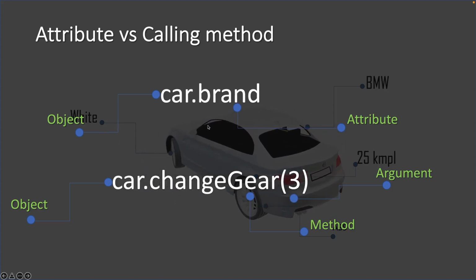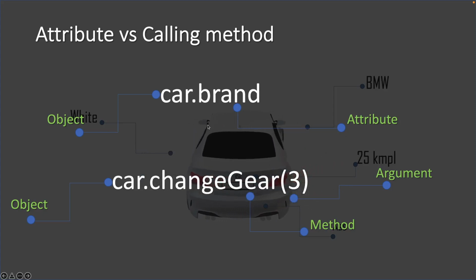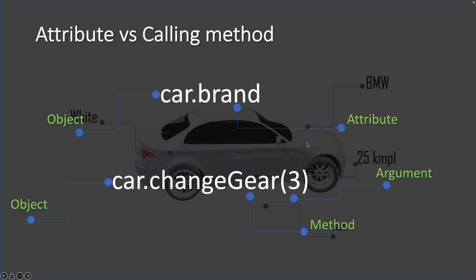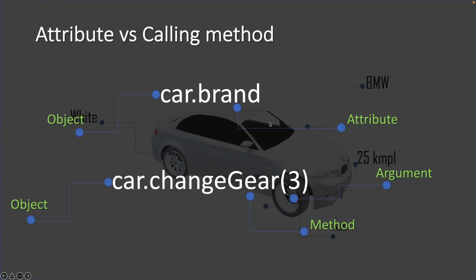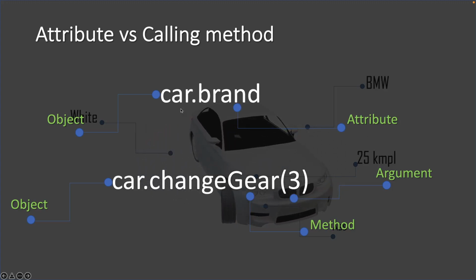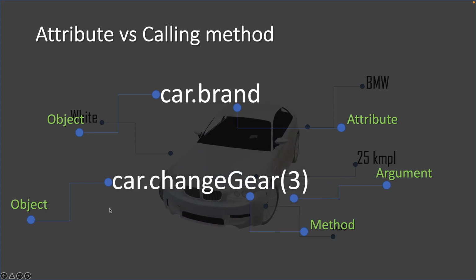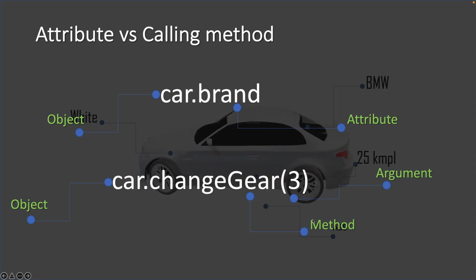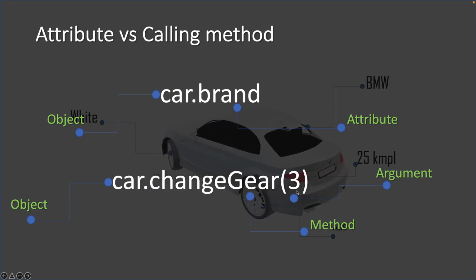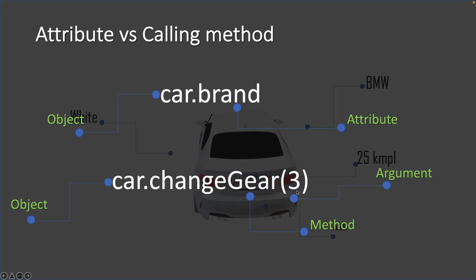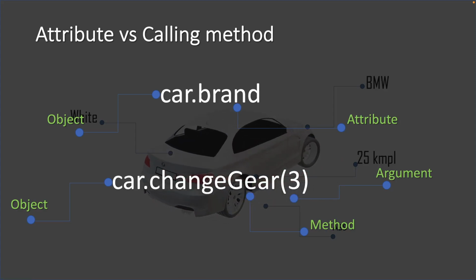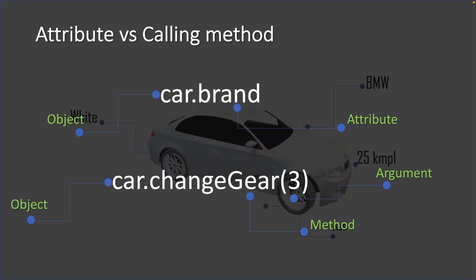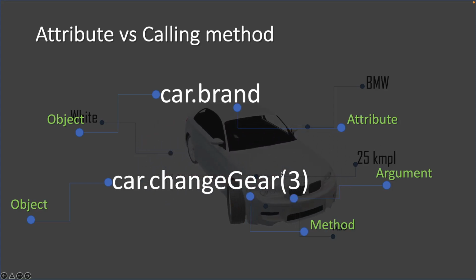referring to an attribute or calling a method. Suppose car is an object and brand is an attribute, and we refer to any attribute on an object by dot notation. Again, car is an object and change gear is a method, and we are passing an argument to the method enclosed inside parentheses, and we can pass multiple arguments separated by comma.